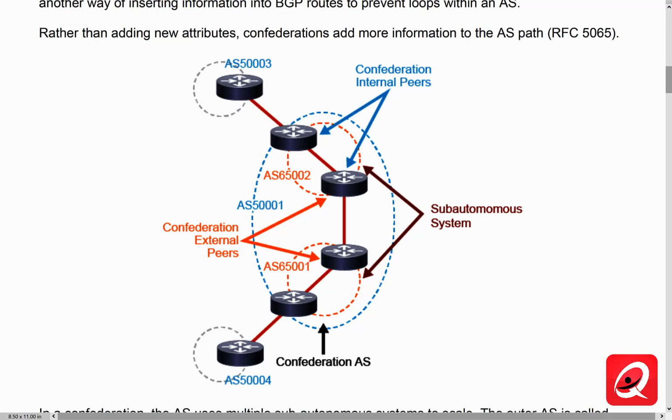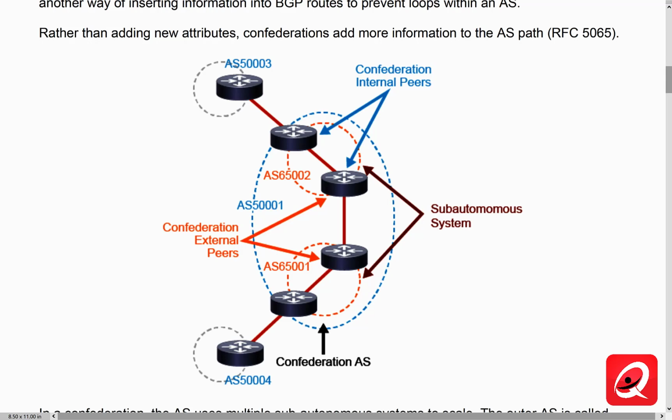Confederations are actually going to insert information into the AS path attribute. We'll talk about the attributes a little bit later on when we get into how BGP functions and the decisions that it makes for routing. But the basic idea with a confederation is to divide your normal BGP autonomous system, which is relatively large with lots of routers, into these sub-autonomous systems.